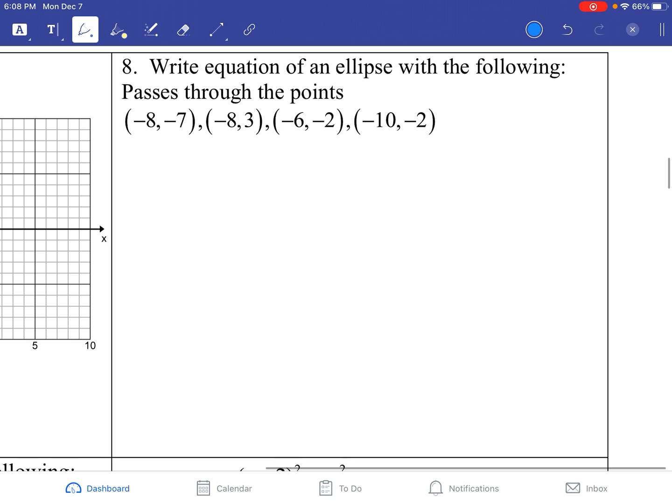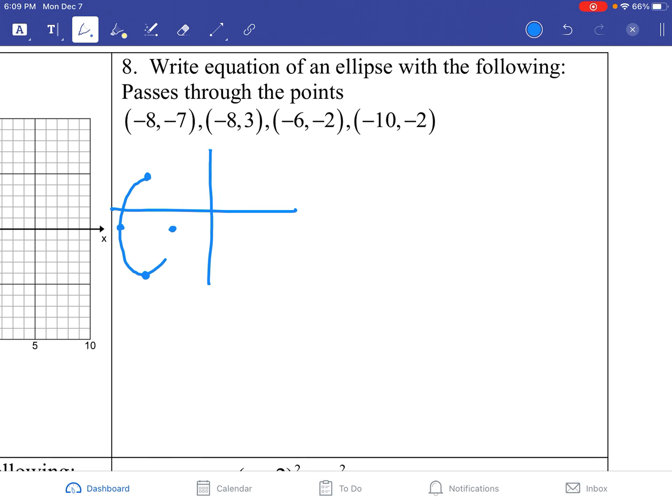Next, we're going to draw a little sketch. We have -8, -7, so let's say it's there, -8 and 3, -6 and -2, and -10 and -2. So our ellipse is going to look like this. Okay, so there's a bunch of information that we can figure out from this. One, we can know the center because the x values are both -8s. The y values are both -2s. Okay, so we're going to have x plus 8 quantity squared plus y plus 2 quantity squared equals 1.